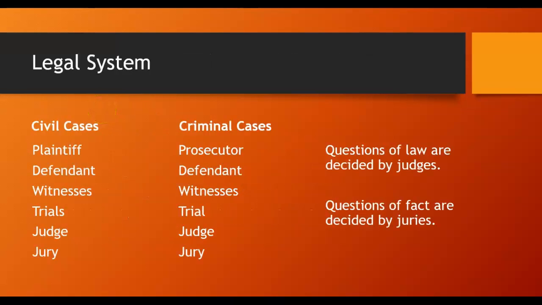So our legal system is pretty much divided into two sorts of structures, civil cases and criminal cases. And they're similar in a lot of ways, but civil cases have a plaintiff and a defendant. Then there's witnesses, there's a trial, a judge and jury. But a criminal case will have a prosecutor and a defendant, witnesses, trial, judge and jury. So you can see the main difference there is civil cases have a plaintiff, criminal cases have a prosecutor. Questions of law are decided by judges. So if it's a question of the law, the judge makes the decision. If it's questions of fact, they're decided on by the jury.